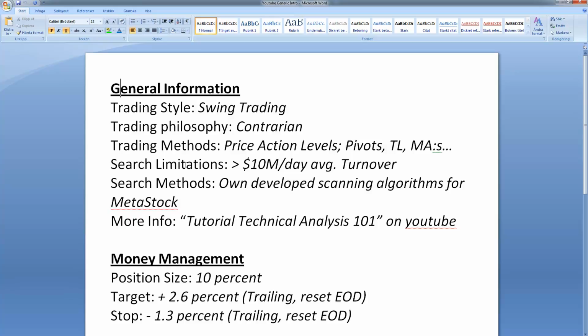If you want to know more in detail about the philosophy, psychology and technology about how these price action levels work, please watch my YouTube video. Talking about money management, I have a position size of 10% at the moment. My target now is 2.6%. It's a trailing target. I reset it end of day. My stop is minus 1.3%. It's also a trailing stop. I reset it end of day.